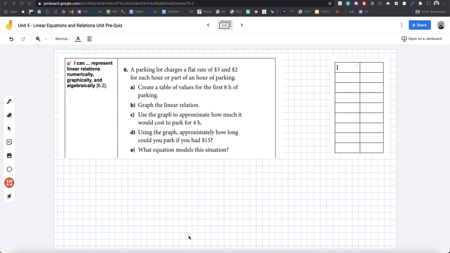I know it says number 6 here, but ignore the numbers. They are just copied and pasted questions selected from our Math League's textbook. And we are working on a pre-quiz here in 8th grade math. Our topic is linear equations and relations. Our learning target on this particular page says, I can represent linear relations numerically, graphically, and algebraically.